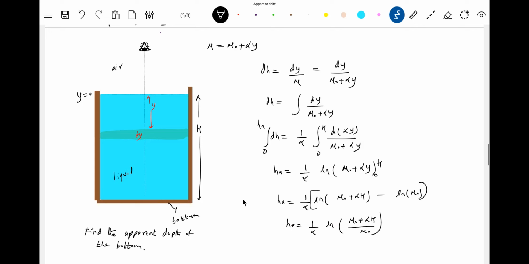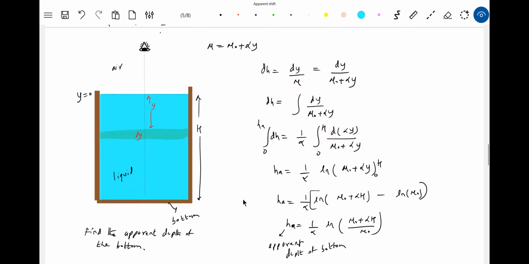This is the apparent depth of the bottom if the mu of a liquid varies with the depth. So use this particular formula. First, what is the apparent depth of this layer? A layer of thickness dy, what is its apparent depth? dy by mu. Here the refractive index is mu naught, and as the depth increases, the refractive index will increase. That's what we are writing here. So first, the apparent depth of a layer at a depth y of thickness dy is dy by mu.